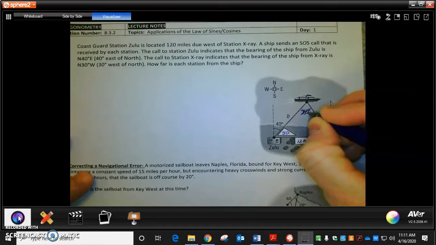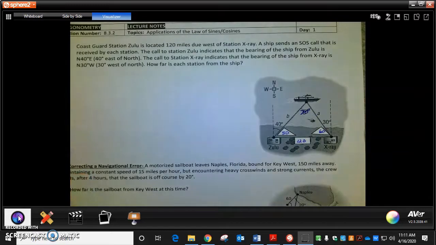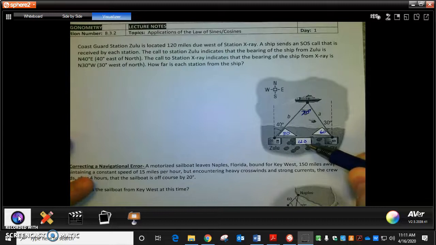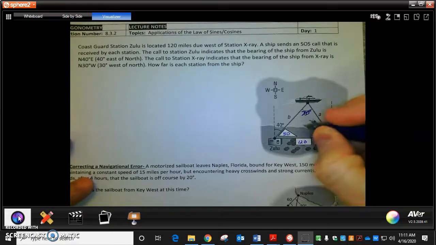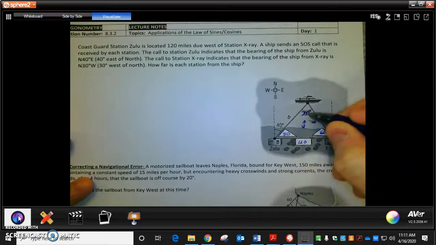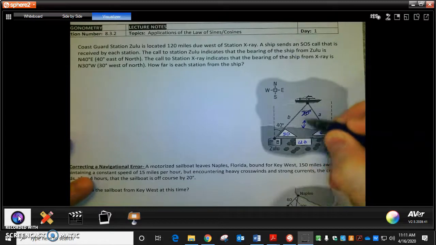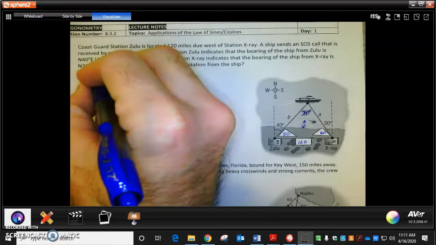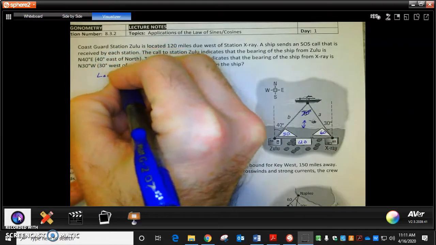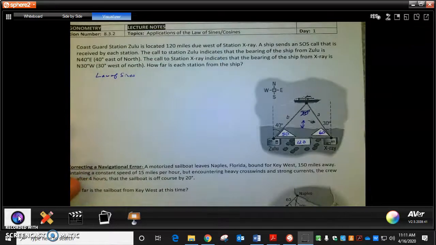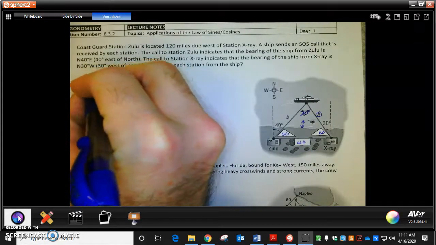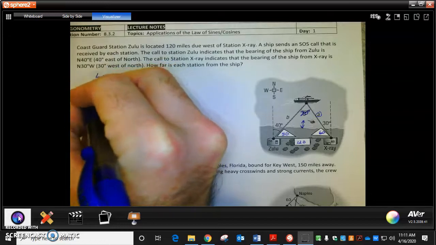I put it right on top of the letter C there, maybe I shouldn't have. That is a 70-degree angle. And that 70 is across from the 120 that they gave us. This is a match: the angle and the side that are across from each other. As soon as we know we have a match, we know that we can use the law of sines to solve this problem. So let's do that. We're going to find this distance right here. This is A. So we're going to use the sine of 70 over 120.